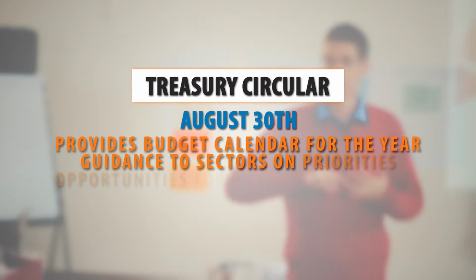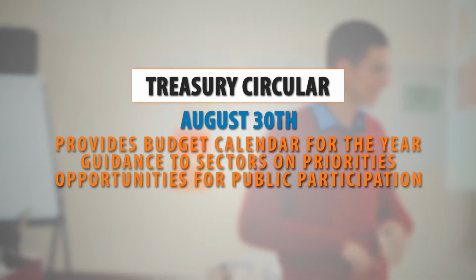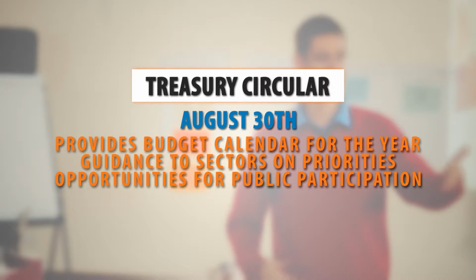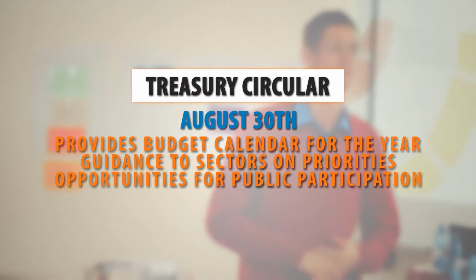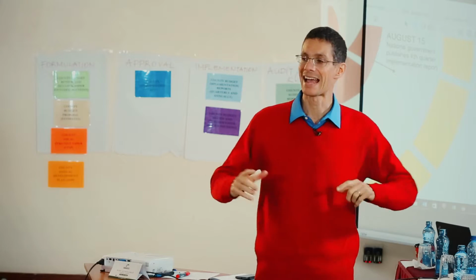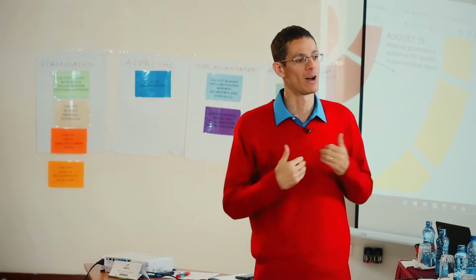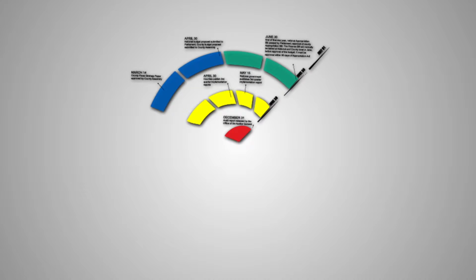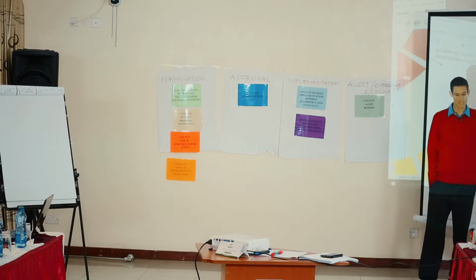We have opportunities for public participation. We have some guidance about how the budget process is going to roll out, the budget calendar. So there's some rough guidance at this point about the kinds of things that we expect each sector to prioritize. So as sectors put together proposals, they should be thinking about what is in the circular, what was the guidance, okay? We immediately then move to the annual development plan. The annual development plan comes on September 1st.